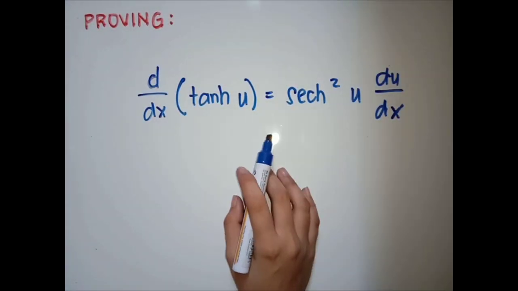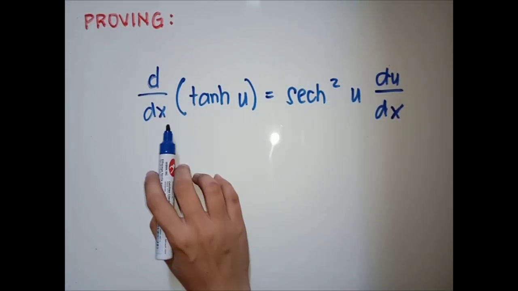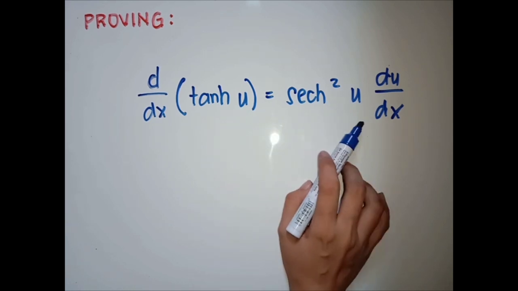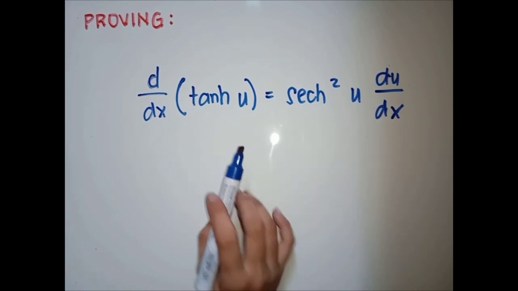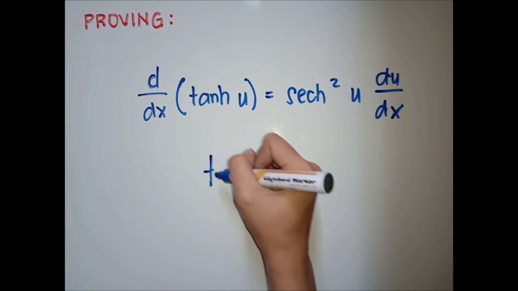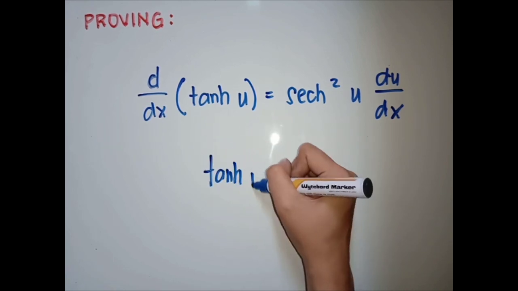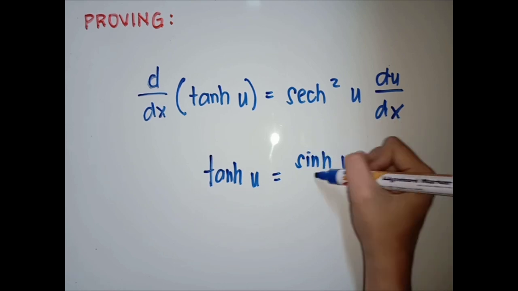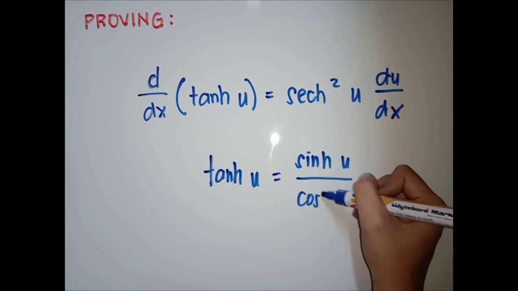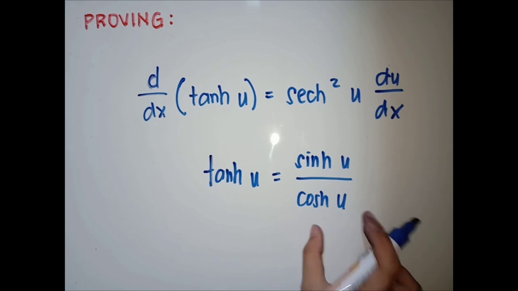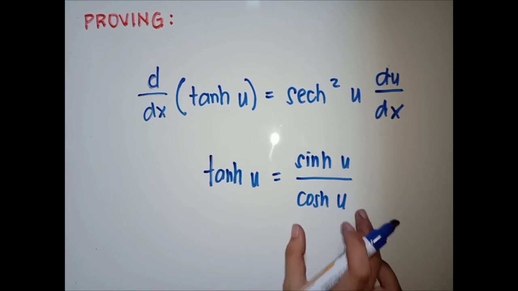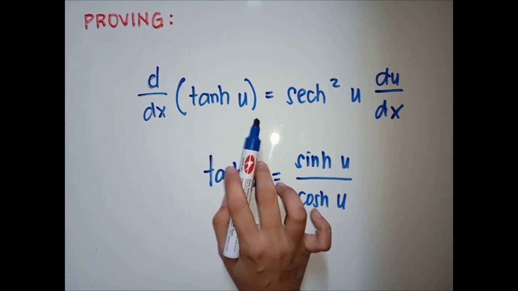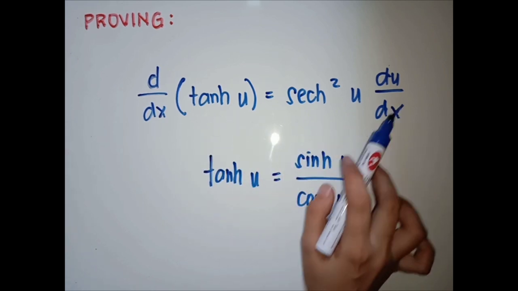The second formula that we will prove is the derivative of hyperbolic tangent u is equal to hyperbolic secant squared u du over dx. In the last topic, we discussed that hyperbolic tangent u is equal to hyperbolic sin u over hyperbolic cosine u. So, we will use this expression to prove that the derivative of hyperbolic tan u is equal to hyperbolic secant squared u du over dx.